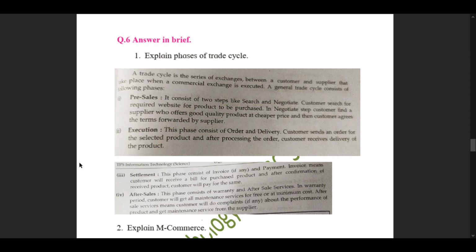The fourth phase consists of warranty and after-sale services. In the warranty period, the customer will get all maintenance services for free or at minimum cost. After-sale services means the customer will make complaints, if any, about the performance of the product and get maintenance service from the supplier.